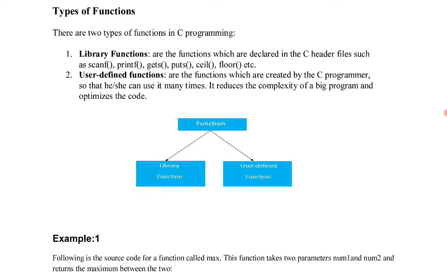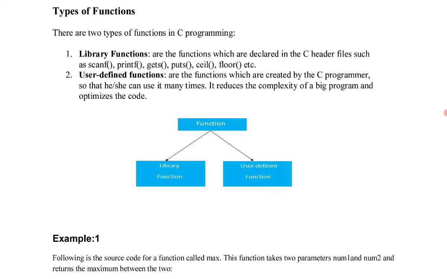System defined functions means these functions are declared in the C header files. Generally, these functions come along with the compiler itself, into the language or editor. So, they are called system defined functions. The second one is called user defined functions. What are examples of system defined functions? scanf, printf, gets, puts, ceil, floor, etc.